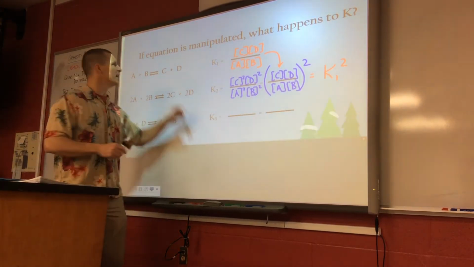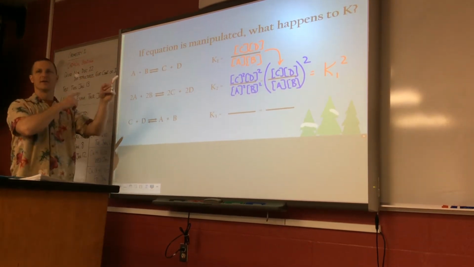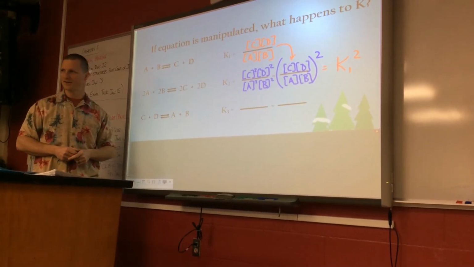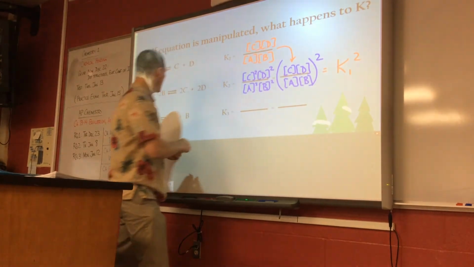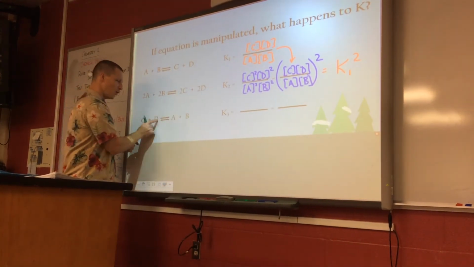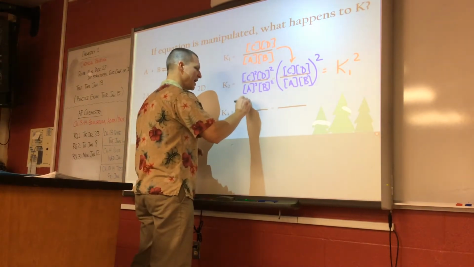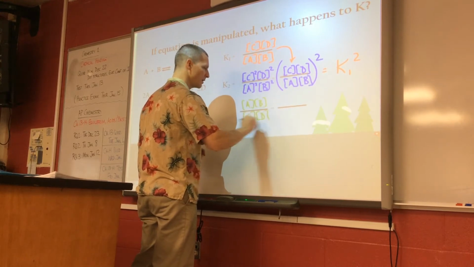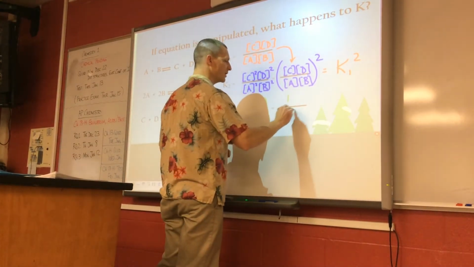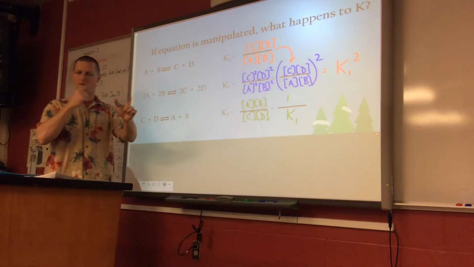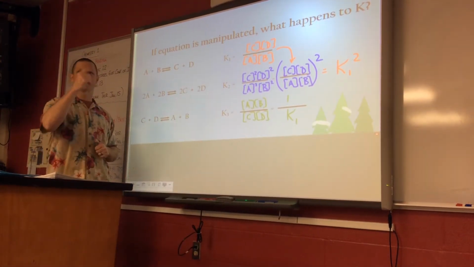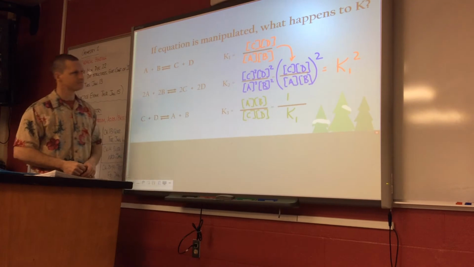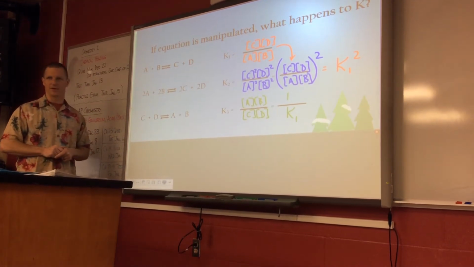So what if we have to take equation 1 and turn it around? Take C plus D and put it there and A plus B over there. You're on to me, that's right. It would be the inverse. Here's why: the K of this would be that over that, because it's always products over reactants. So it's going to be A, B, which is 1 over K1. It's the inverse of the first K. If you have to turn an equation around, it's like raising it to the negative 1 power. Anybody have any questions about that?